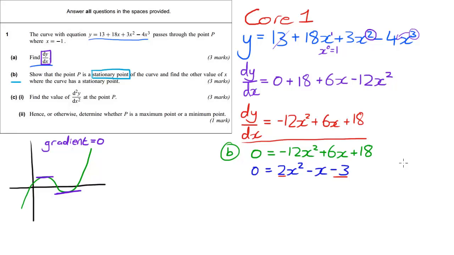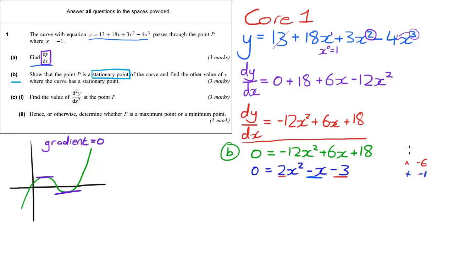So we need two numbers that times together to make minus 6, because 2 times minus 3 is minus 6, and add together to make minus 1. Let me use another colour for that. So this here is effectively a minus 1 in there, so we need two numbers that add together to make minus 1 in there. So what are the two numbers that times together to make minus 6?